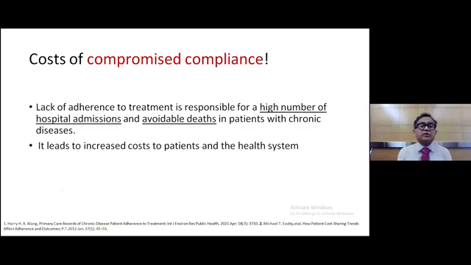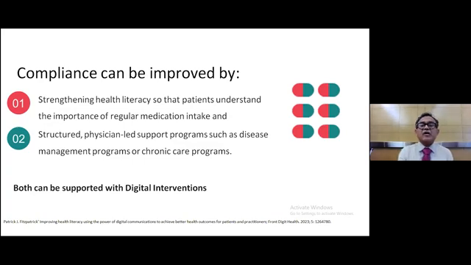So the non-compliance leads to a number of admissions, morbidity, and of course death. It leads to increased cost to the patient. So loss of compliance to the patient is really not good. And the compliance can be improved by educating the patient.